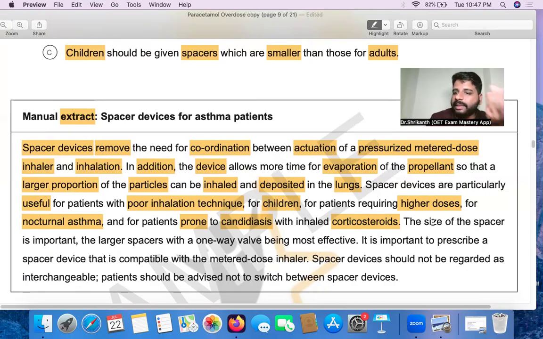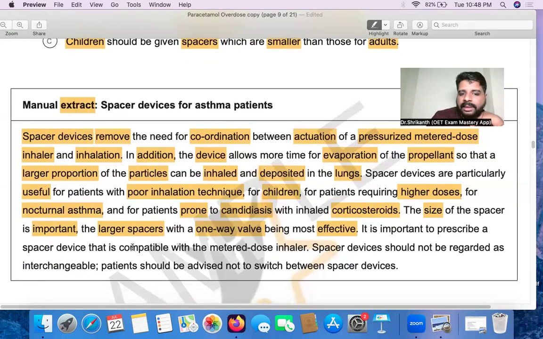Now they're talking about the size. The size of the spacer is also important. Larger spacers with one wave wall is the most effective. So with one wave wall, bigger spacers are the most effective. It is important to prescribe a spacer device that is compatible with the metered dose inhaler. Compatible means what? It is matching. When we look at a couple, we say, oh, they are very compatible with each other. That means both of them are a good match. So over here, it is important to prescribe a spacer device that is a good match with the inhaler. These are all distractors.